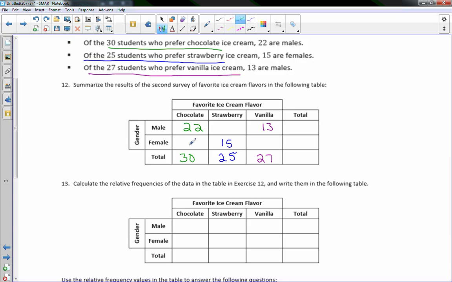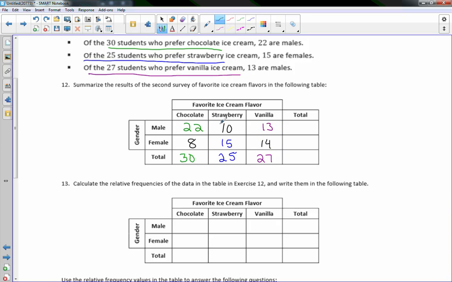Well, if there were 22 males, we know how many females there were if we know the total's 30. It's just the total minus males, so the females is 8. Let me do that in a different color so you know what we calculated. So that is 8, because 22 plus 8 is 30. So we do the same here. To find males, we subtract females from the total. So 25 minus 15 is 10. And then the total was 27, subtract 13 males, and we get 14 females.